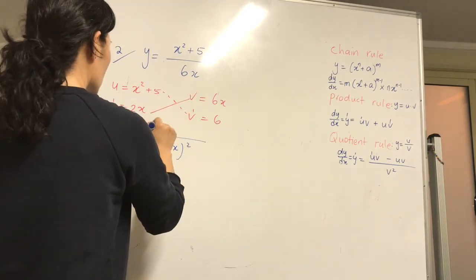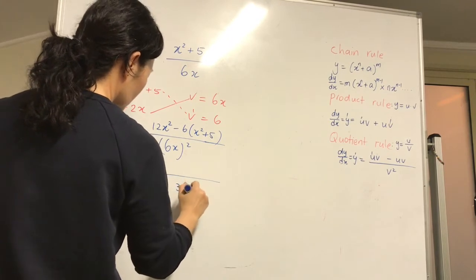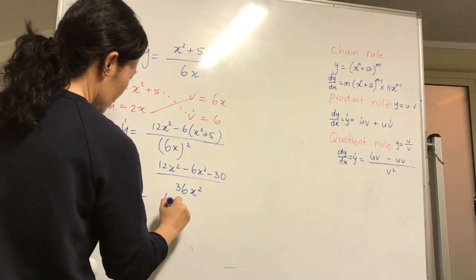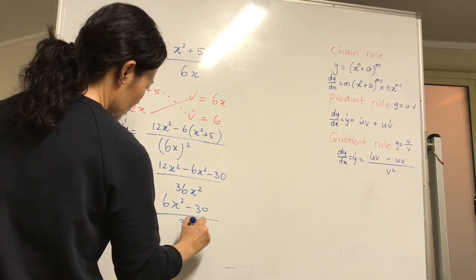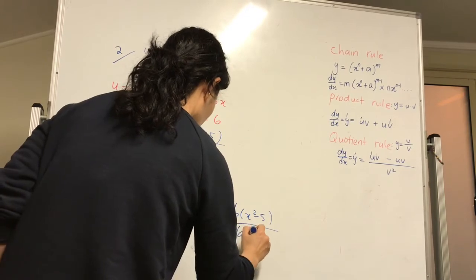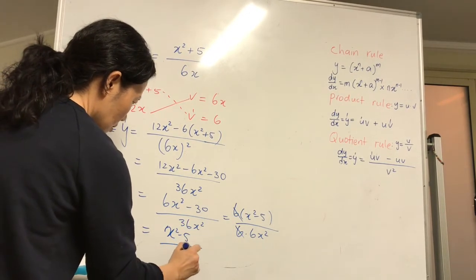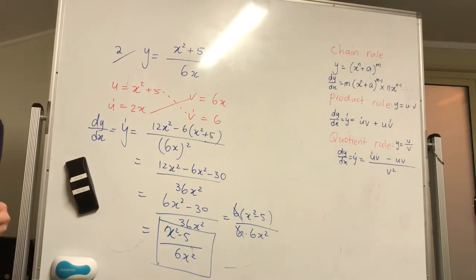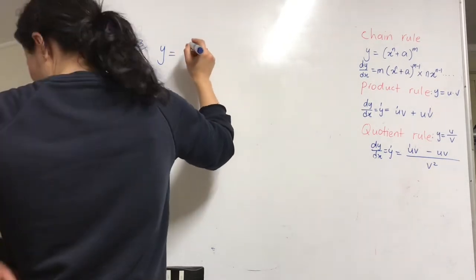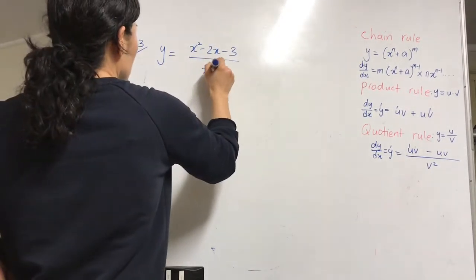And then go this one first. Minus 6. Take the 6 out. So your final answer will be there. So last one for quotient before we go into finding the equation of a tangent and normal. Minus 2x minus 3 all over x squared minus 2.